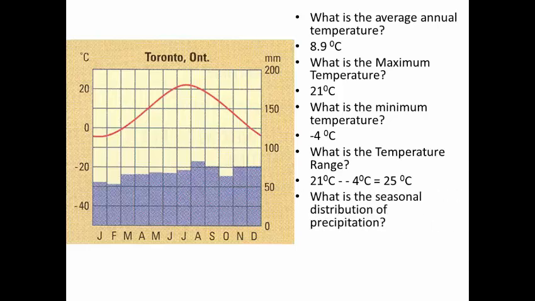So what is the seasonal distribution of precipitation for the Toronto area? If you look at this graph carefully, you come to the same conclusion as I did. It's year-round.